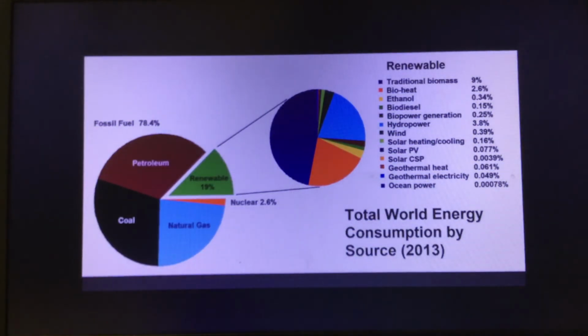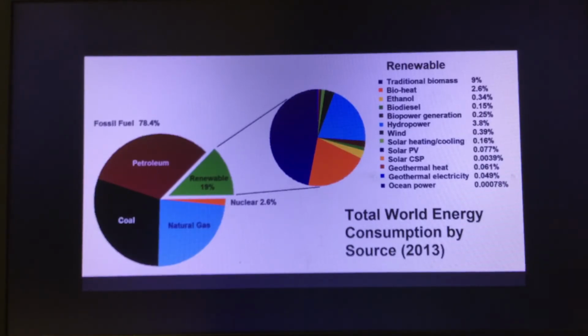Okay, so I just want you to see a global picture of what we're talking about here. So this is the total world energy consumption. It's several years old, but it really hasn't changed that much. We can see that about 78% of our energy comes from petroleum, coal, and natural gas, or fossil fuels, and then about 2% comes from nuclear energy. So that gives us a total of about 81% that's coming from non-renewable energy sources currently. The other 19% comes from renewable energy sources.